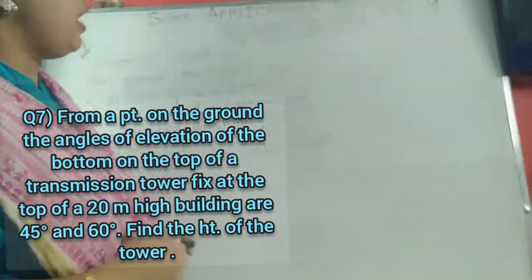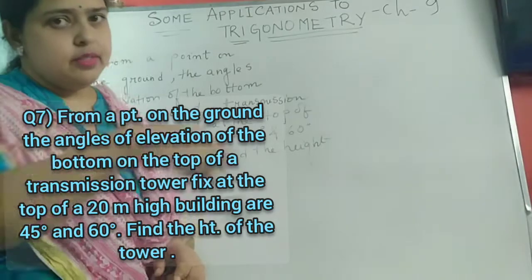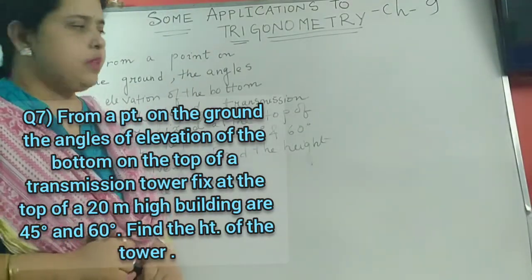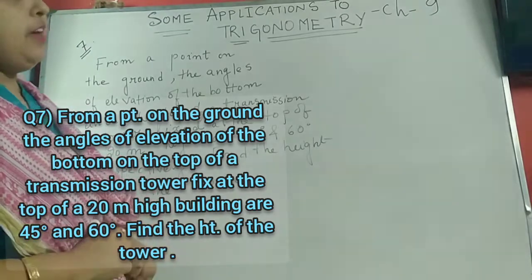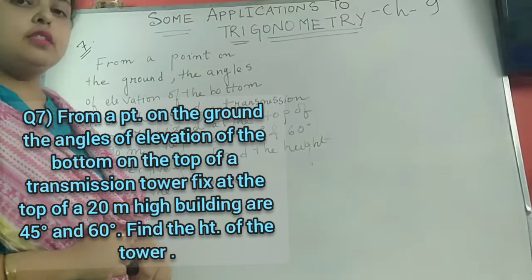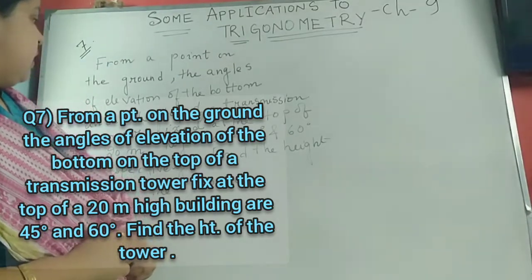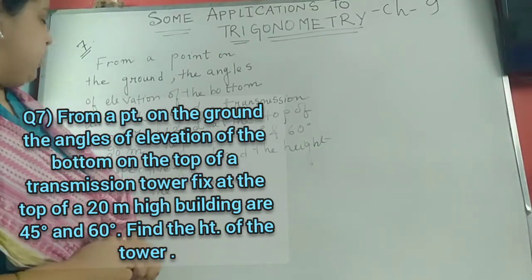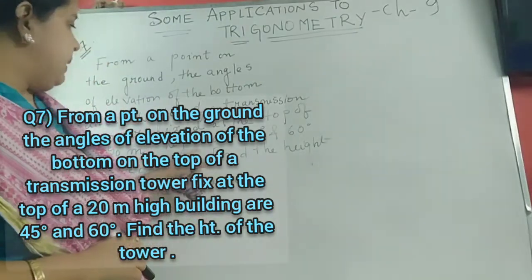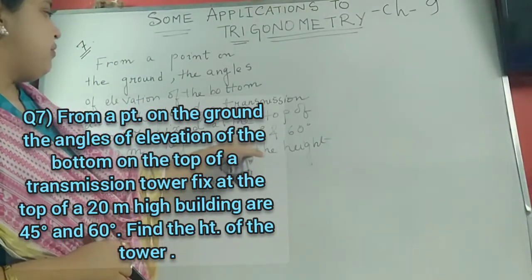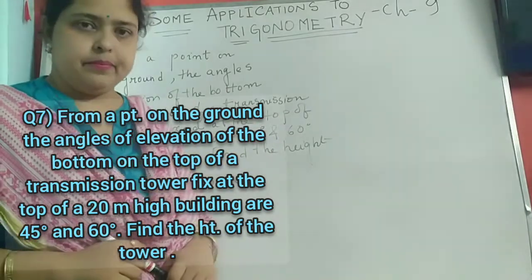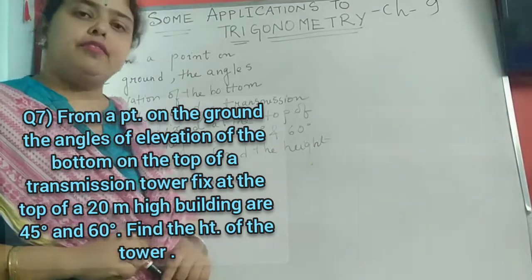The problem says: from a point on the ground, the angles of elevation of the bottom and the top of a transmission tower fixed at the top of a 20-meter high building are 45° and 60° respectively. Find the height of the tower.